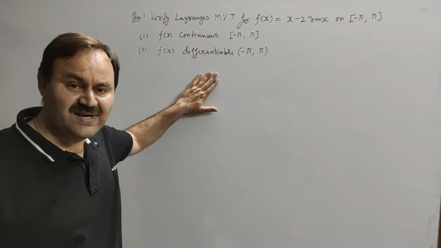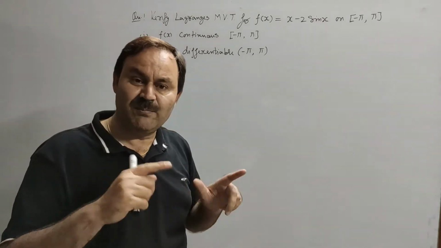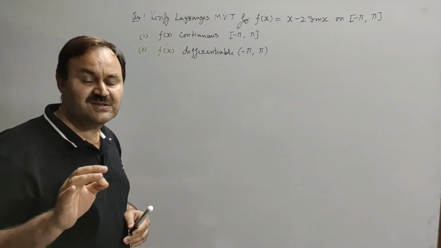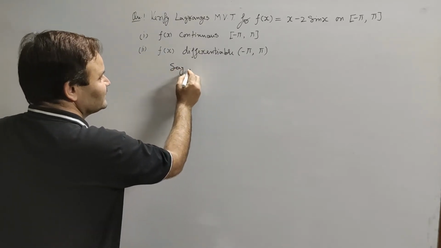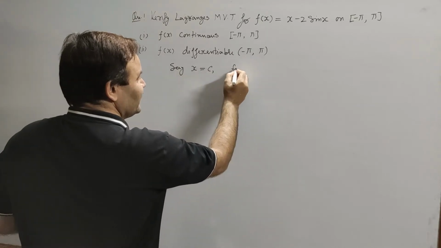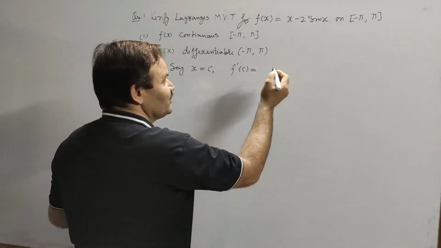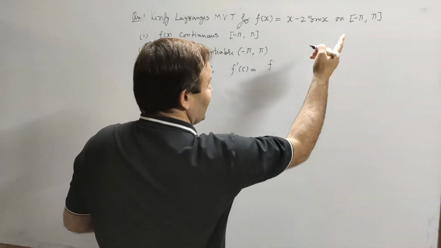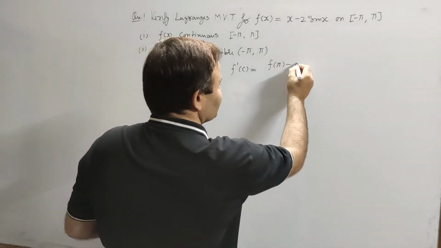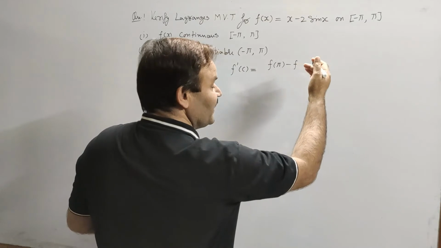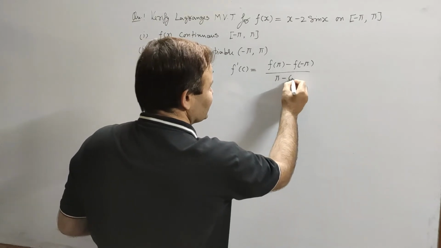If these 2 conditions are satisfied, then we will have to find a value of c within the open interval (-pi, pi) for which f'(x), say that point is c, then f'(x) at that point, that is f'(c), should be equal to f of the upper limiting value of the interval, that is pi, minus f of the lower limiting value of the interval, minus pi, upon pi minus (minus pi).